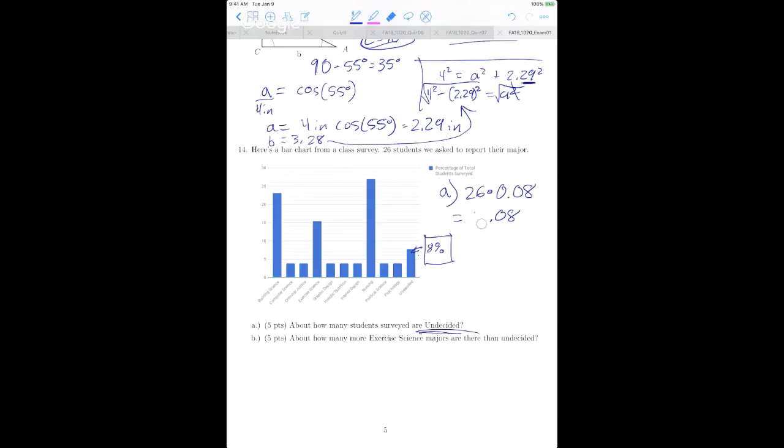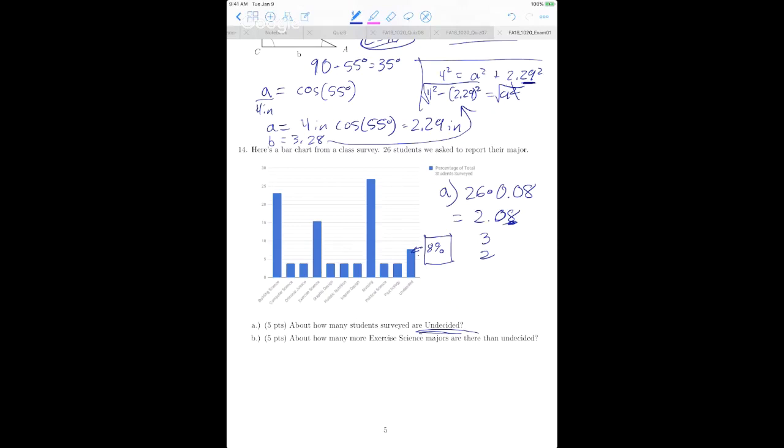But we can't like count the part of a person. I was pretty lenient on this. If you said this ended up being 3, that was okay. If you said this was 2, that was okay too. Because really, maybe that's just an error. Maybe there were only 2 students. You know, who knows?